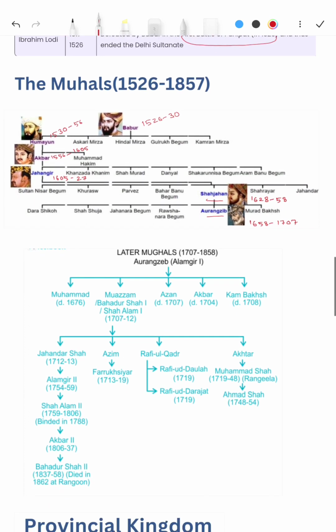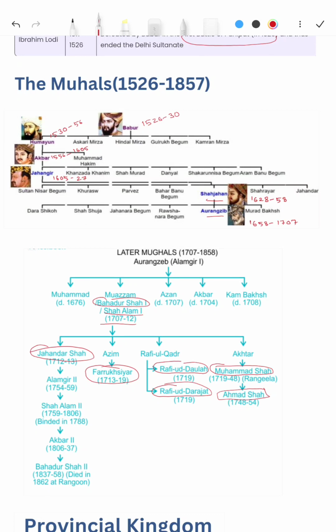Then we have the later Mughals. After Aurangzeb came Bahadur Shah or Shah Alam I, 1707 to 12. Then comes Jahandar Shah. After Jahandar Shah came Farrukhsiyar. After him came Rafi-ud-Darajat, and in the same year Rafi-ud-Daula. Then after that came Muhammad Shah, also called Rangila, and Ahmad Shah.